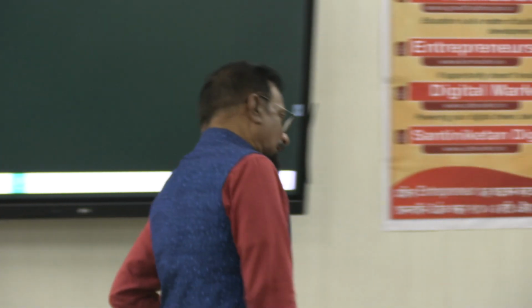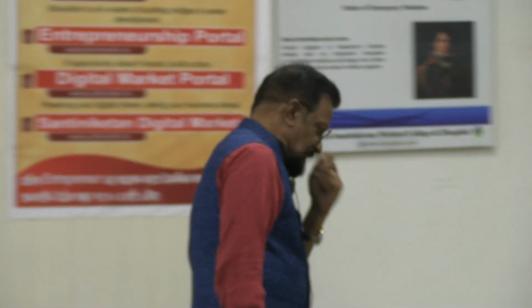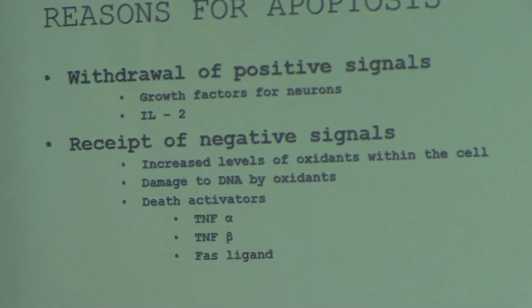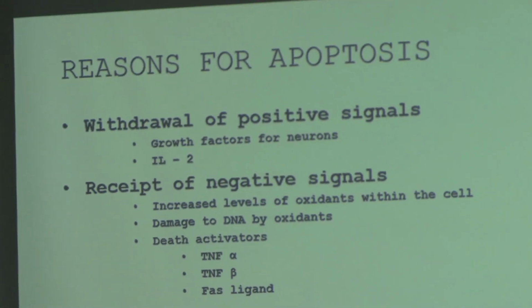And now the mechanism of apoptosis. As I said, there are two pathways: one is intrinsic, another is extrinsic. So there are two pathways, intrinsic and extrinsic. What are the reasons for apoptosis? Why should a cell go for apoptosis?